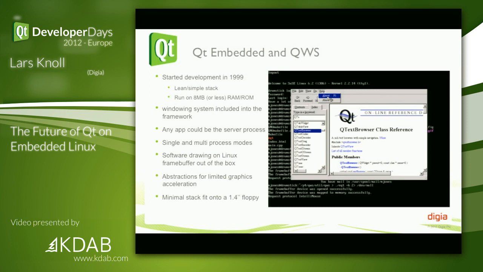Any app that you had could be the server process, could have single and multi-process modes, and drawing was usually done using software drawing onto the Linux frame buffer. That worked out of the box. We had some abstractions in there, some screen and other classes to do limited graphics acceleration. But it was somewhat difficult to do, and it was really done for some graphics hardware at that time, end of the 90s, that could do some blit optimizations and simple things like that.